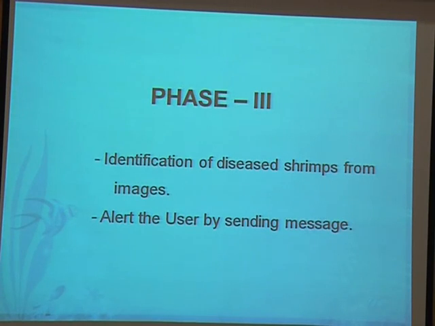Actually, why do we have to go for this? The time constraint is very, very important. Suppose any one of the shrimp gets diseased in the pond, immediately it will affect the entire pond, maybe within hours or maybe within days. So it will have a big impact on the farmer.